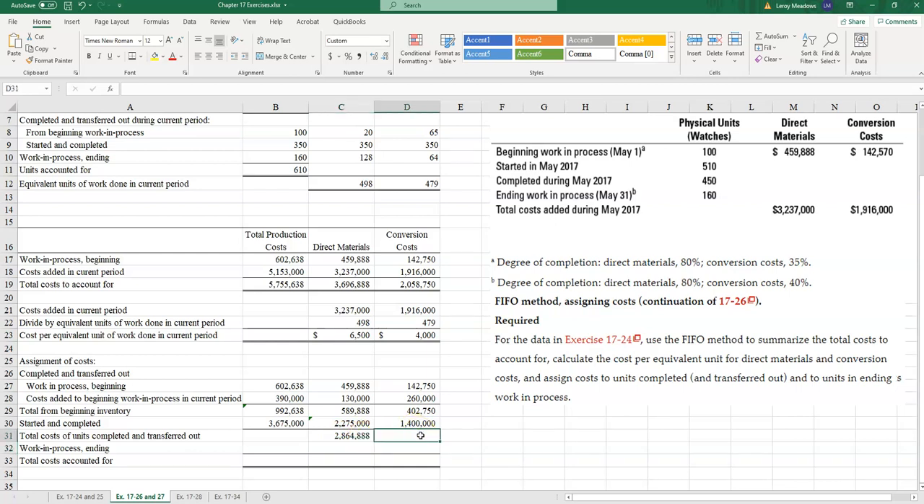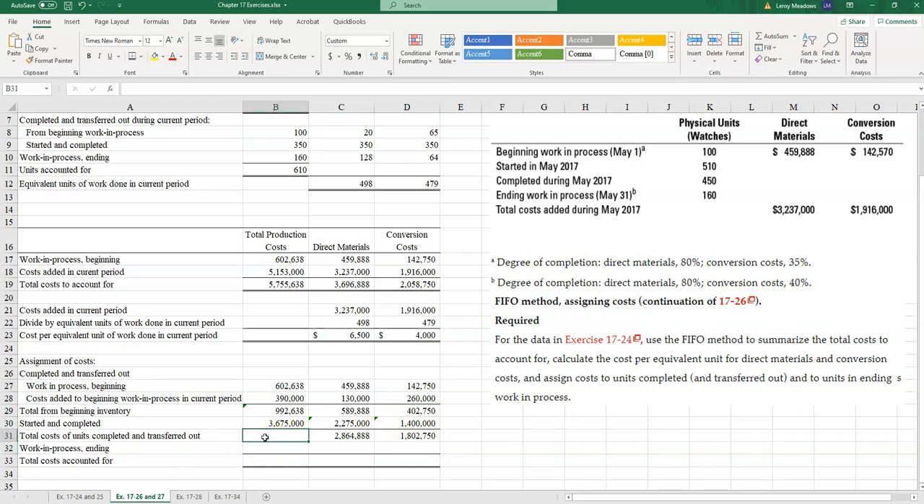Now, what was the total cost of units completed and transferred out with respect to conversion costs in that category? I'm going to take my $402,750 worth of total conversion costs from beginning inventory, and that's a combination of the conversion costs we incurred before plus the conversion costs we incurred this period, and that gives me a total of $1,802,750.